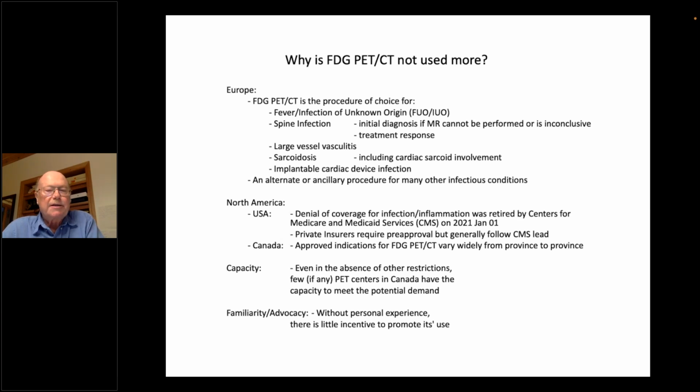The capacity is also a problem. If there were a wholesale switch to FDG PET, most centers, if not all centers in Canada, would be unable to meet the demand. The other issue is because many people don't have a personal experience with the use of FDG PET, there's less incentive to promote its use and advocate for an expanded role.